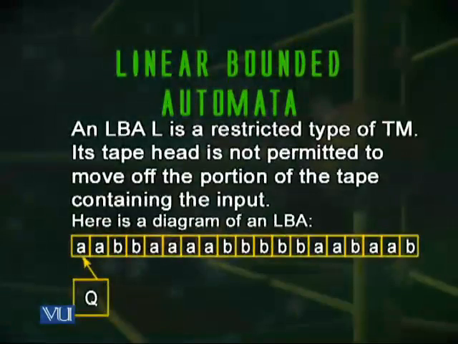In fact, it only uses the portion of the tape that was given to it, that on which the input was given. Let's look at a picture of a linear bounded automata. As you can see in this picture, it looks like a Turing machine, except we have shown that there is input and there is no tape after the input and there is no tape before the input. This means the linear bounded automata is restricted to this portion of the tape and it would only use that portion of the tape.